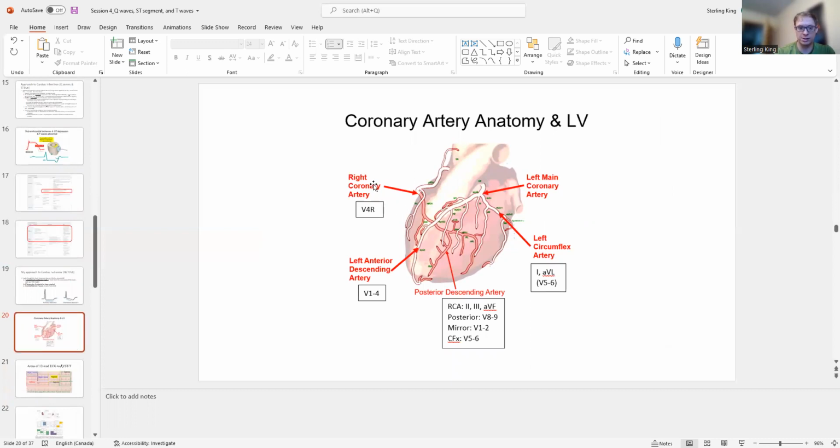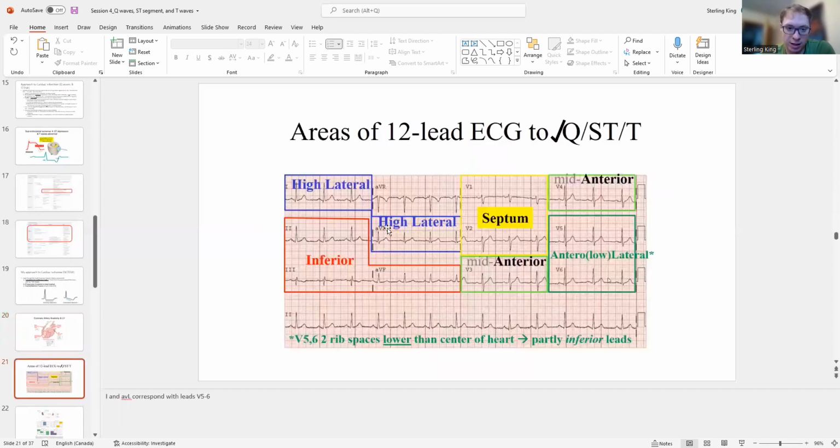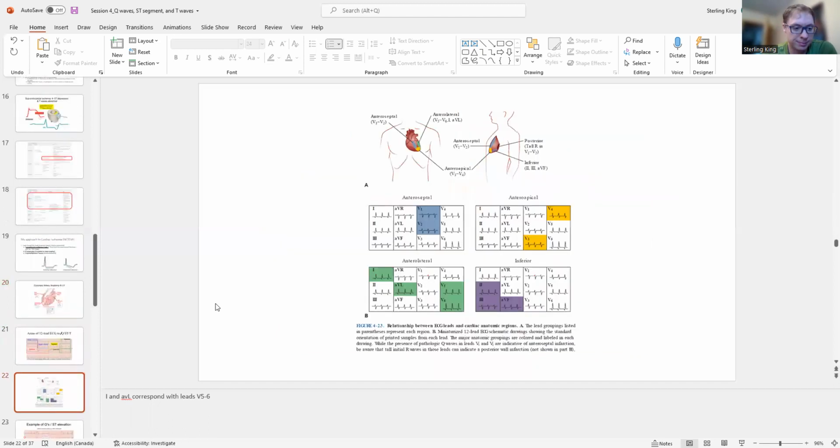Okay, so coronary arteries. Right coronary is V4R. Left anterior descending is V1 to V4. Posterior descending, or just the inferior part of the heart, is 2, 3, aVF. You could have V8, V9 maybe, which mirror V1, V2 for the posterior view. The circumflex is also caught with V5, V6 as it comes around if it's supplying the back of the heart. Left circumflex artery: 1, aVL, and V5 and V6 are important too. This is what it looks like: lateral, inferior, septum, anterior, and then lateral. And then we have lead 2 for rhythm.